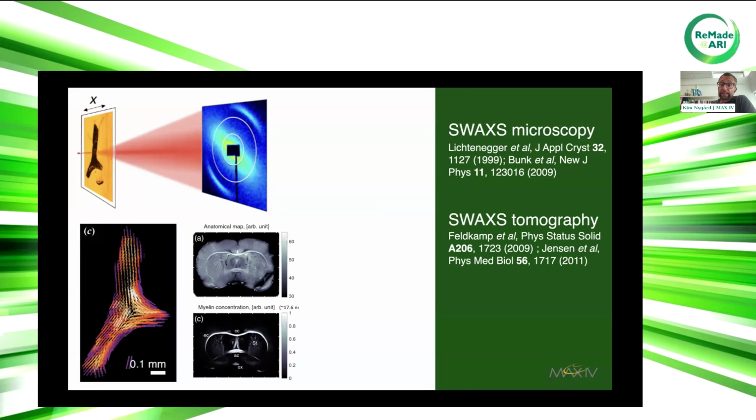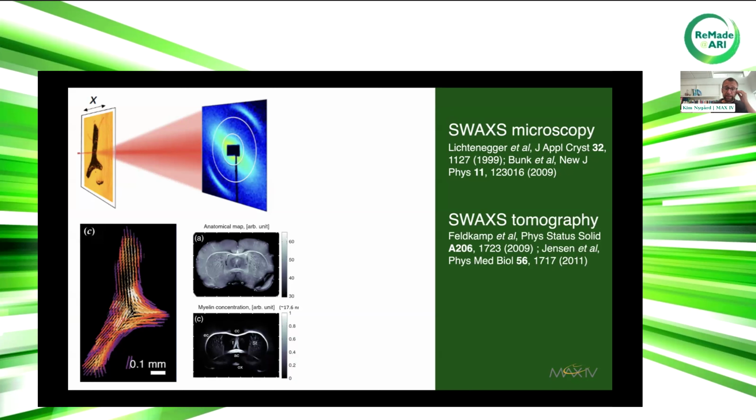One can extend that to SWAXS tomography. So one introduces also a tomographic rotation. And then one gets a 3D representation of some nanoscale structure within the sample. And again, this can be applied to both biological materials like in this image or material science applications.